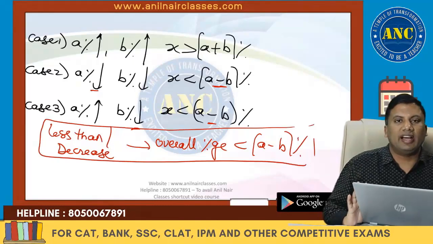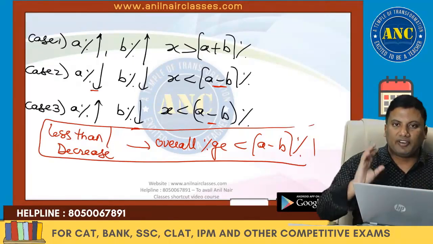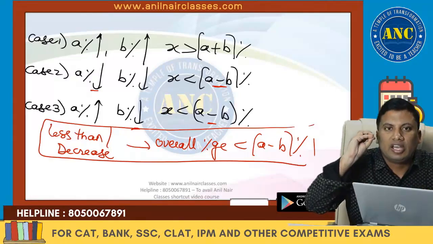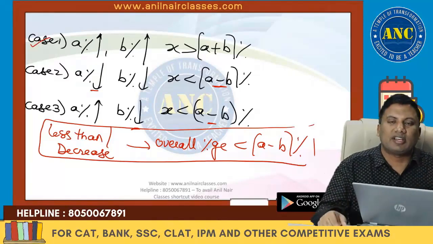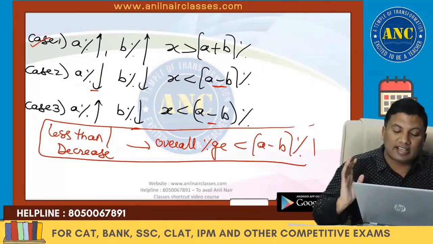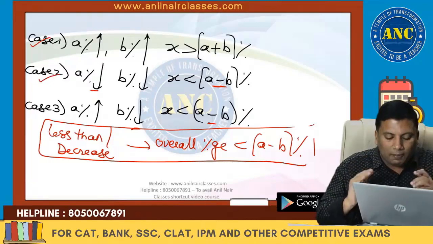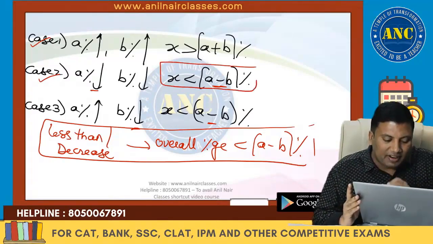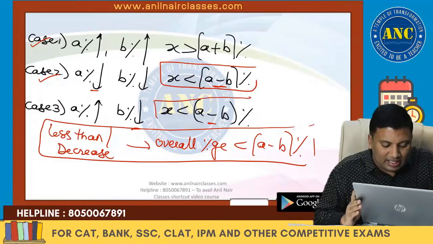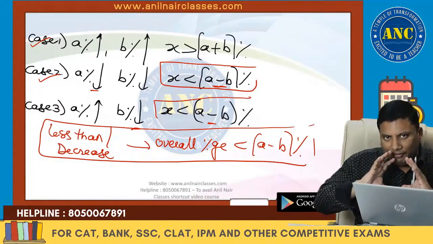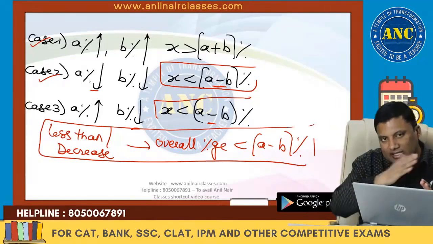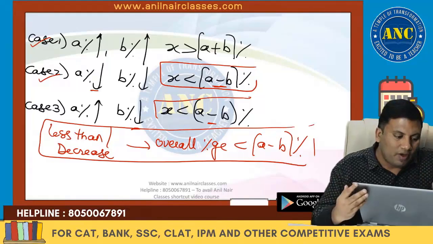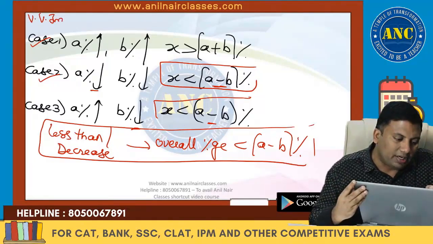I hope this idea is clear. Very important conclusion: if two percentage increases are there, overall percentage is greater than the sum. If both percentage decreases are there, overall percentage is less than their difference. If one is a decrease also, it is less than. Very easy to note: if one decrease is there, the answer is A minus B. Decrease means the answer will be less than their difference. Very, very important key point.